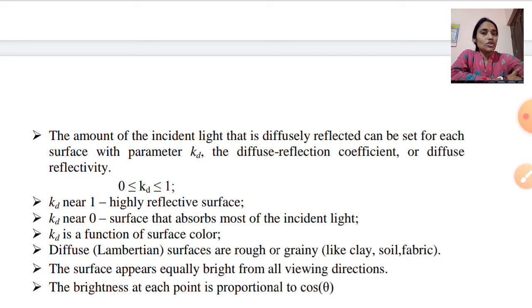If kd is near 1, it means the surface is highly reflective. If kd is nearer to 0, the surface absorbs most of the incident light, which means it will be a rough surface. If the surface is rough, it will absorb more light. If the surface is shiny, it will not absorb more light. And kd is a function of surface color.